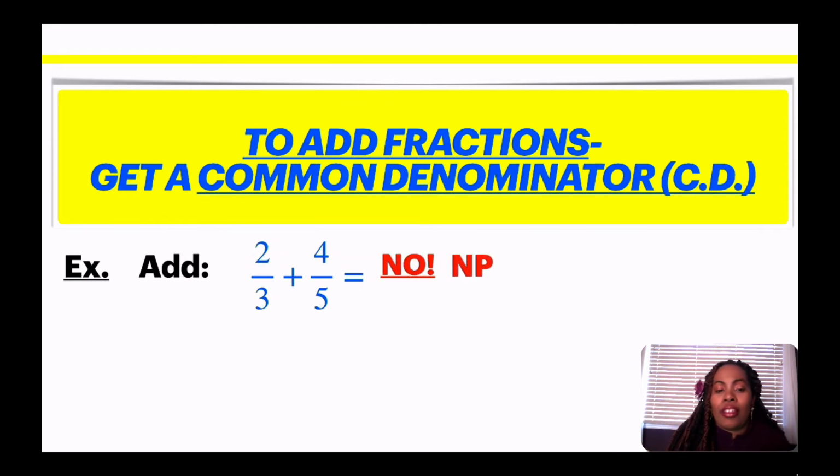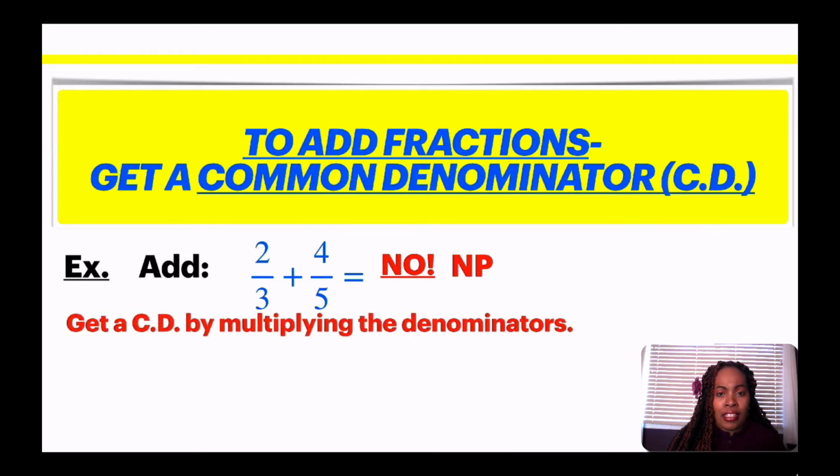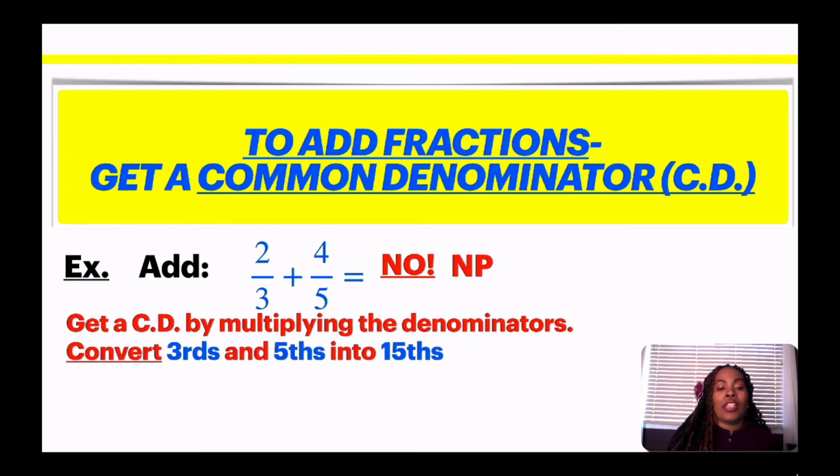But now we're going to take it through a process where we convert it in order to get the same things. In order to get a common denominator, all you have to do is multiply the denominators, okay? So let's do that together. The denominators are 3 and 5. So let's multiply 3 times 5. That gives us 15, okay? So our new common denominator will be 15ths. Let's see how it works as we convert thirds and fifths into 15ths.